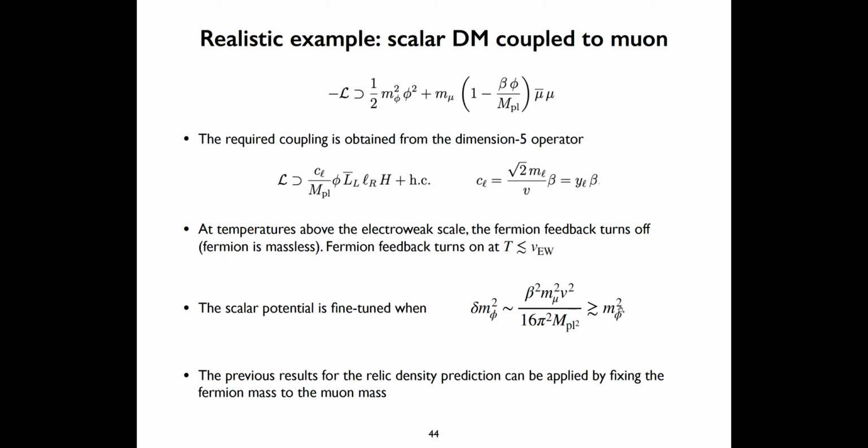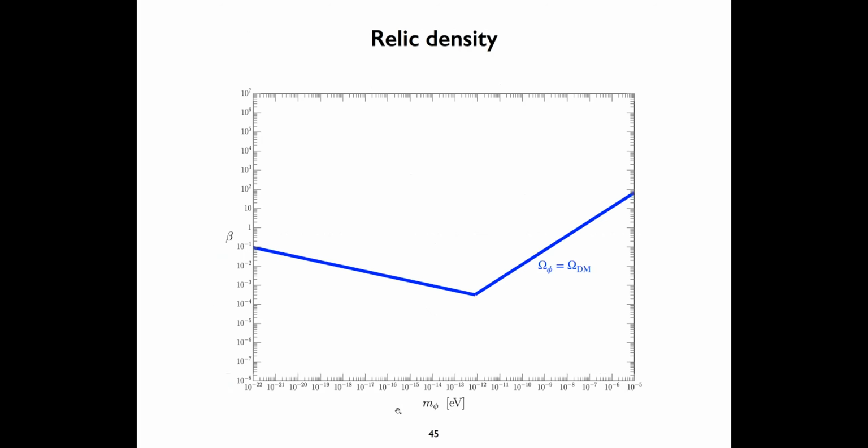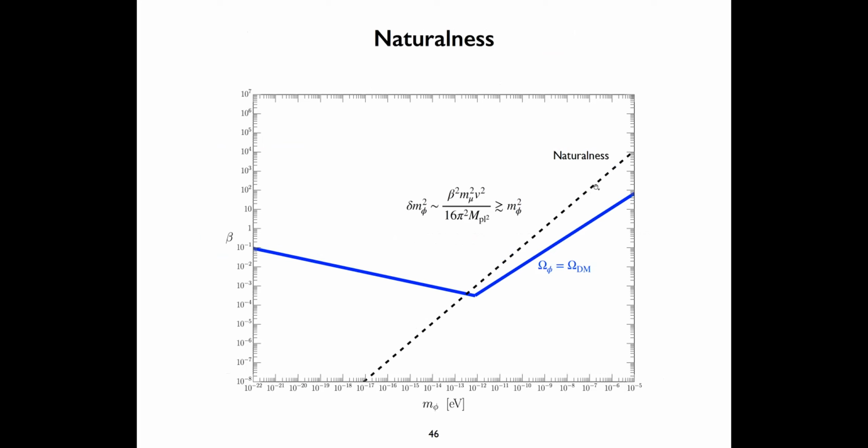Okay, so this is nothing more than what we discussed with the Coleman-Weinberg one loop potential. I'll just indicate where this scalar potential would be fine tuned in the parameter space, and then we can just apply the previous results by fixing the fermion mass to be the muon mass. Okay, so that looks like this. I'm plotting the scalar mass versus the coupling beta. Along this line, we have omega phi equal to omega dark matter. This is the line that I drew from the naturalness condition, demanding that the scalar mass is not tuned. Everything to the left of this would correspond to a tuning, and everything to the right of this you could say is natural from that point of view. So we see there is some parameter space here where you're not having to tune the scalar mass.